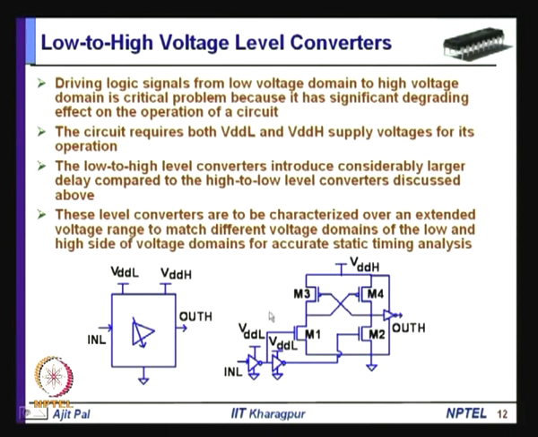As you can see, this is a little complicated, and obviously you have to characterize it over an extended voltage range to match the different voltage domains, the low and high sides, for accurate static timing analysis. As I mentioned earlier, static timing analysis will be a problem. That means this particular level converter has to be characterized for different voltage pairs.